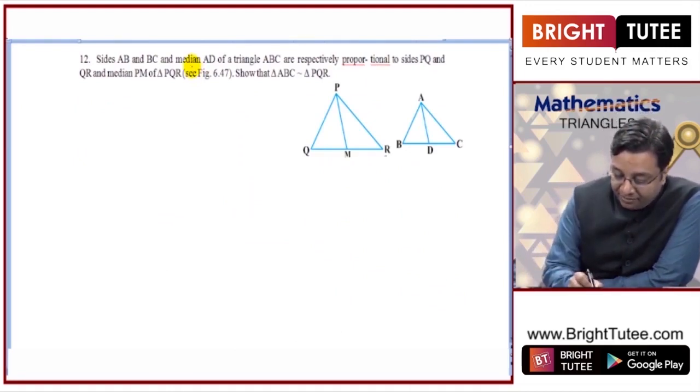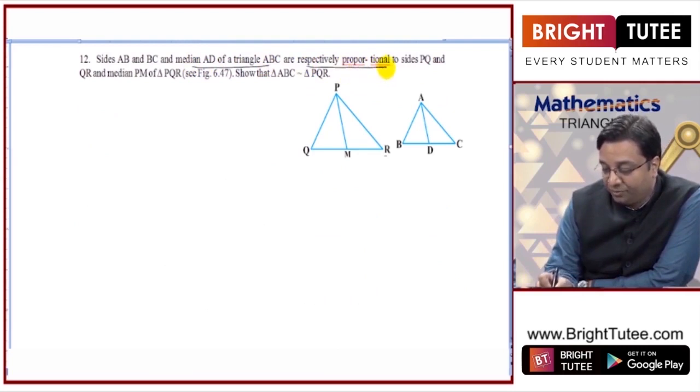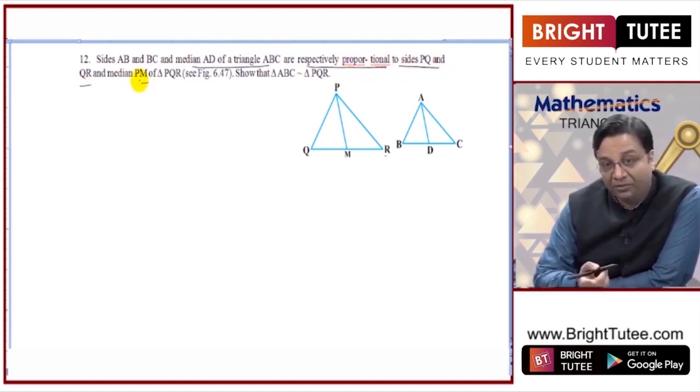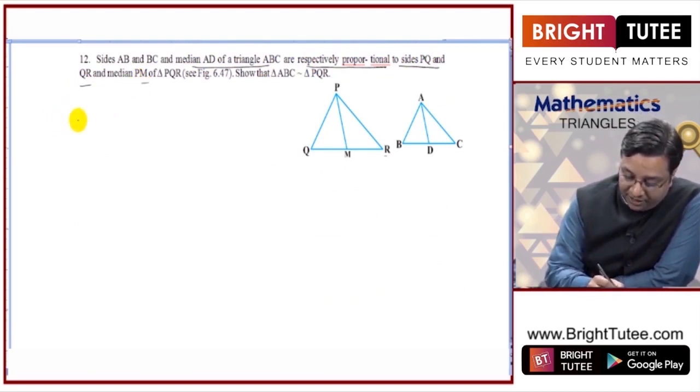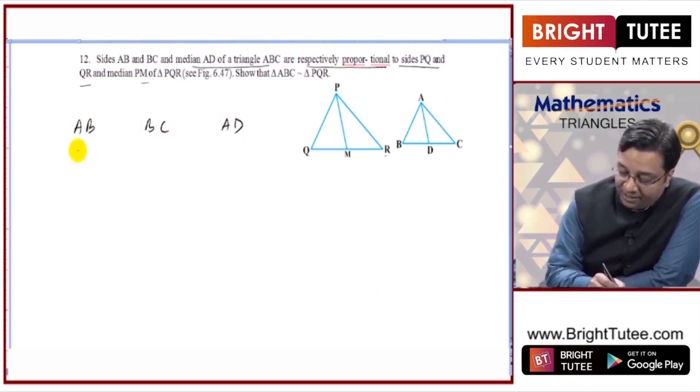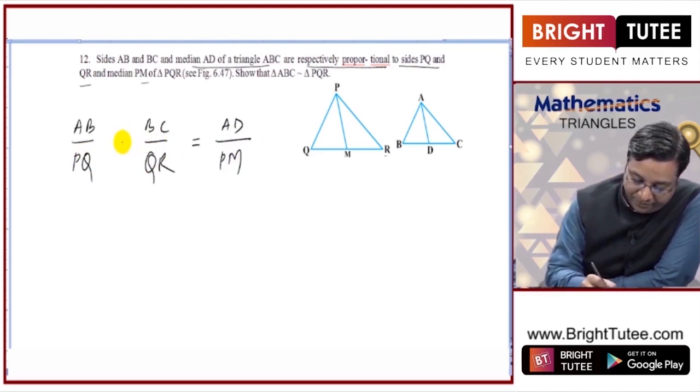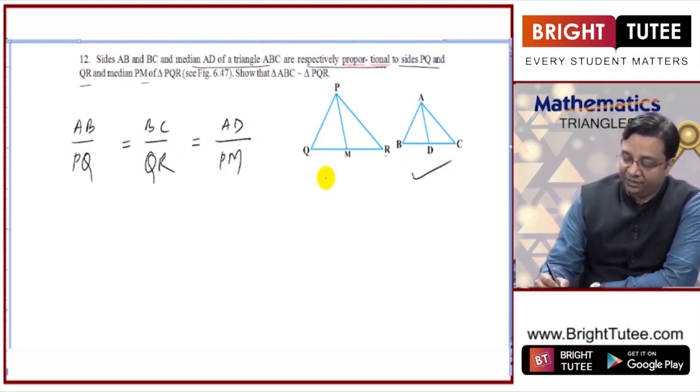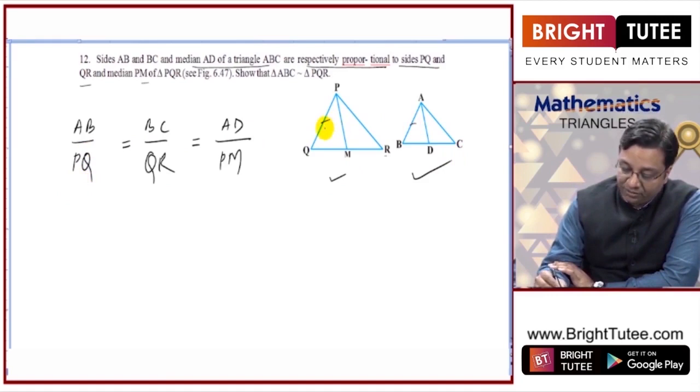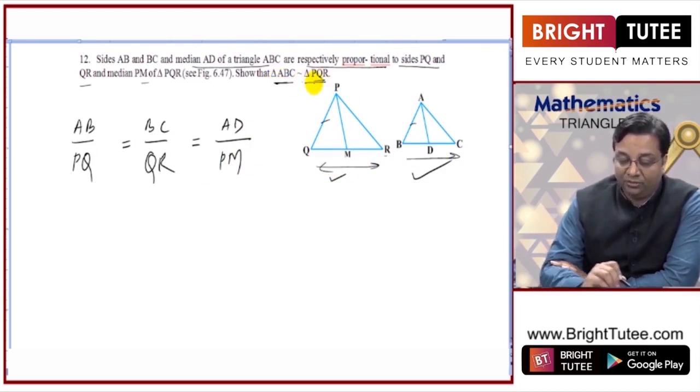Sides AB and BC and median AD of triangle ABC are respectively proportional to the sides PQ, QR and median PM of triangle PQR. So what is given here is AB, BC, AD of triangle ABC are respectively proportional to PQ, QR and median PM of this triangle. Right, so we have got two triangles PQR and ABC, and it is given that AB by PQ is equal to BC by QR, AD by PM. So the medians. Okay. Now we need to show that triangle ABC is similar to triangle PQR.